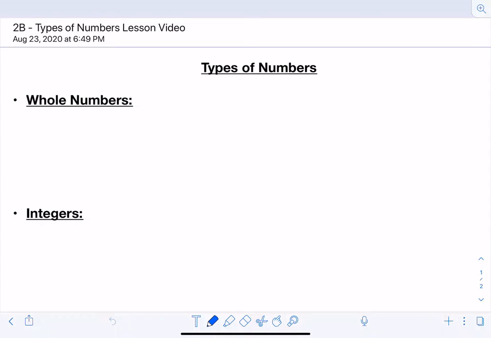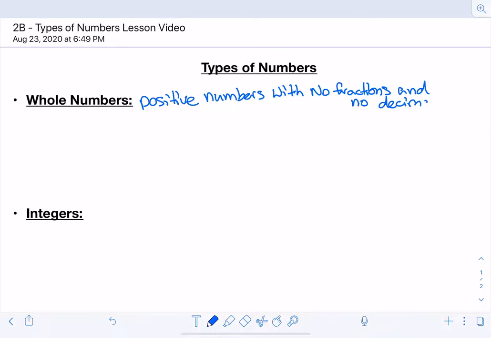The first type of number we're looking at are whole numbers. So for whole numbers, they are the positive numbers with no fractions and no decimals. Okay, so it's positive numbers, but no fractions, no decimals. So some examples of that would be 0, 1, 2, 3, and so on.